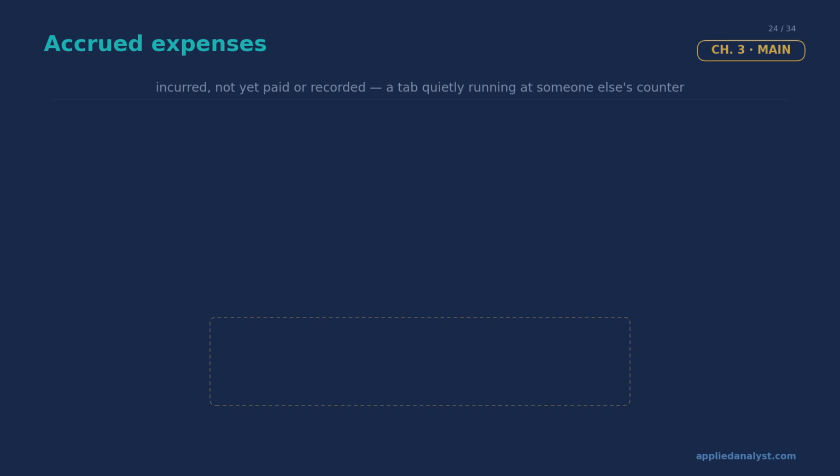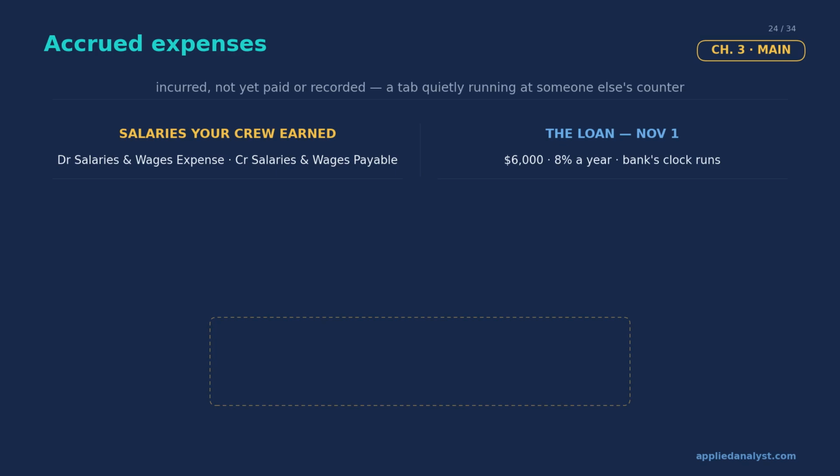Two classics. Salaries your crew already earned. Debit salaries and wages expense. Credit salaries and wages payable. And interest on a loan. Maple Bean borrowed $6,000 on November 1st at 8% a year. The formula: interest equals the loan value times the annual rate times the time in terms of 1 year. 6,000 times 8% times 2/12. November and December equals $80.